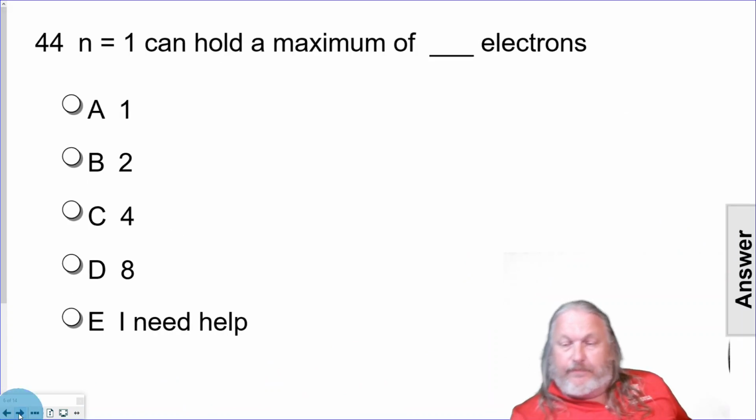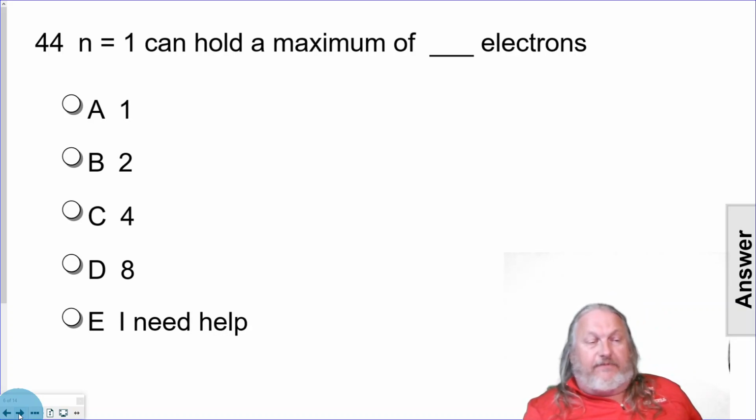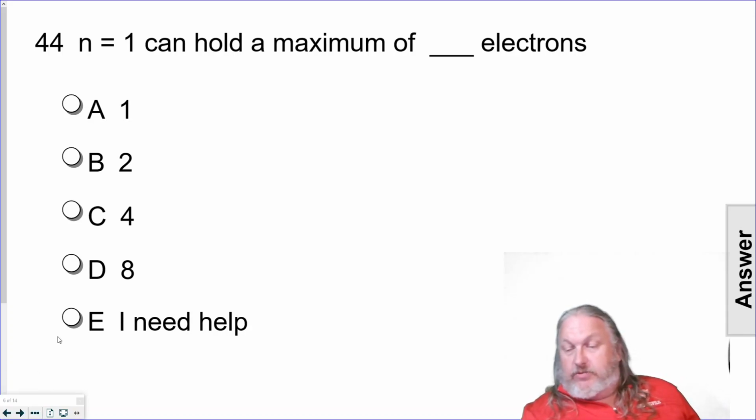Easy peasy. N equals 1. That means it can hold a maximum of how many electrons in the first energy level? We'll pause and come back, and of course it's going to be 2 electrons because they have to have opposite spins.